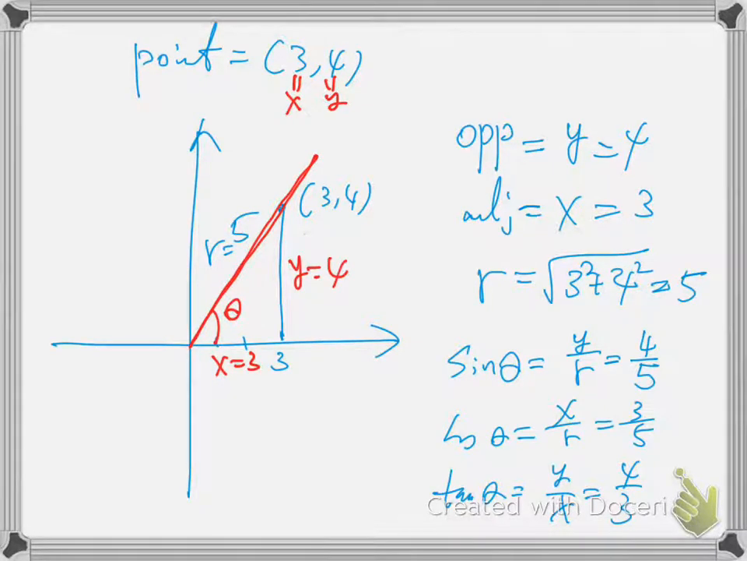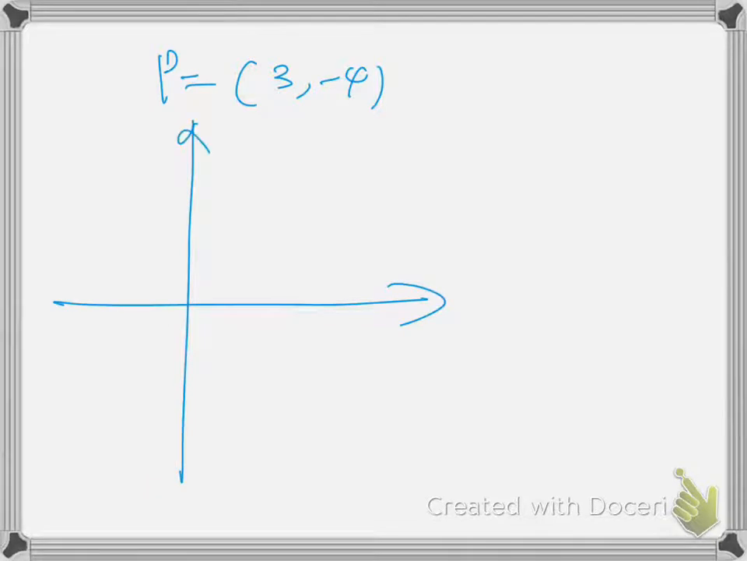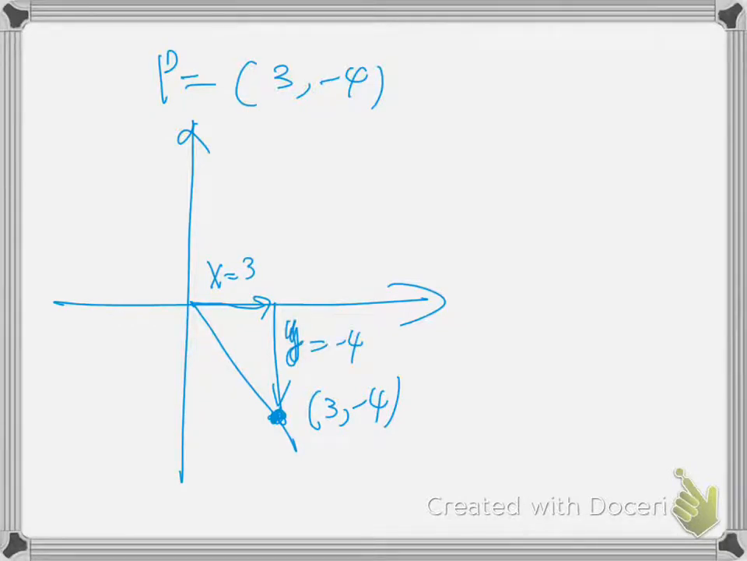Okay, so this is 3 comma 4. Now let's change one of them to a negative number. Let's change this to 3, negative 4. If the point is 3, negative 4, again we need to draw this reference right triangle. So 3, negative 4 is somewhere here. We go 3 this way, and then go down 4. So x is 3, y is negative 4. Here, negative just means go down 4. It's the direction.